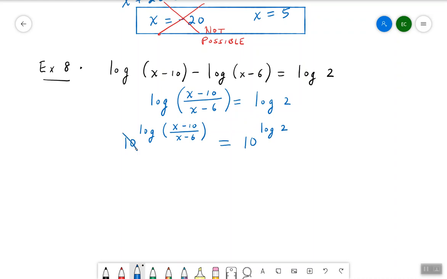And then the base 10 exponential and the log base 10 cancel, and they cancel on the other side as well. And we're just left with x minus 10 over x minus 6 is equal to 2. And again, this looks like an equation from chapter 1. This is a rational equation. Variable is in the denominator. We're going to multiply both sides by the common denominator, x minus 6.